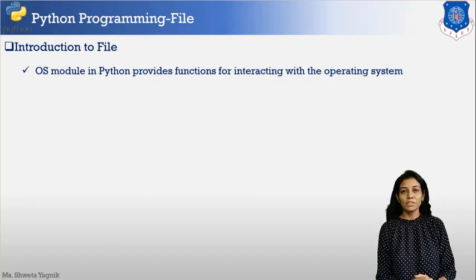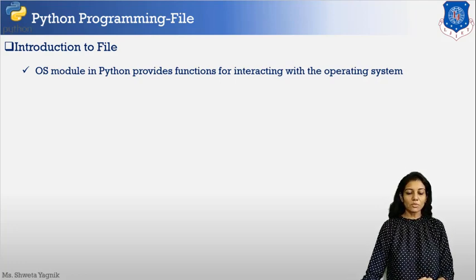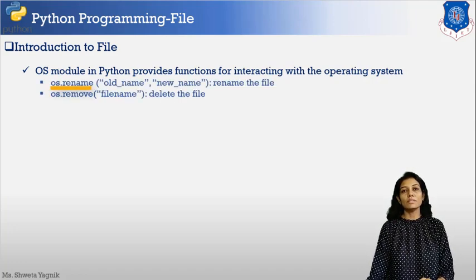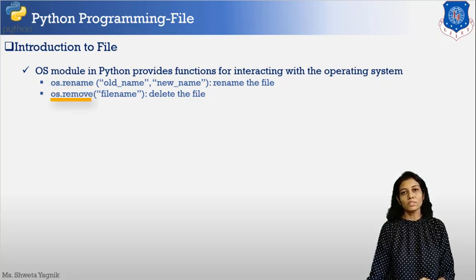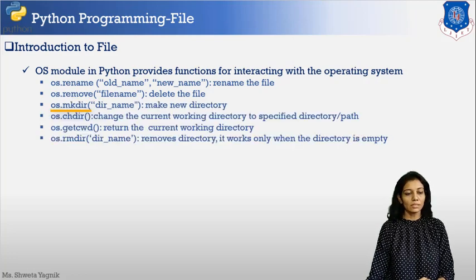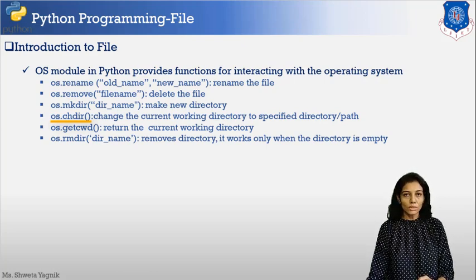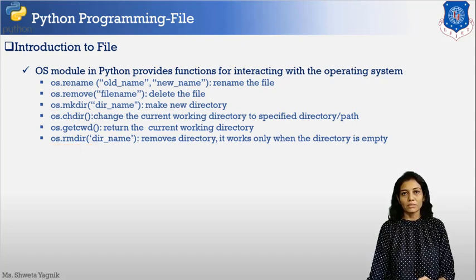Now we will see some of the functions which are supported by the OS module of Python. The functions that are supported by this module are: first, os.rename, that will rename the file. Next, os.remove, that will remove the specified file. We also have functions to make a directory, change the directory, get the current working directory, and remove a directory. These functions are defined within the OS module of Python. So let's explore practically how to use it.